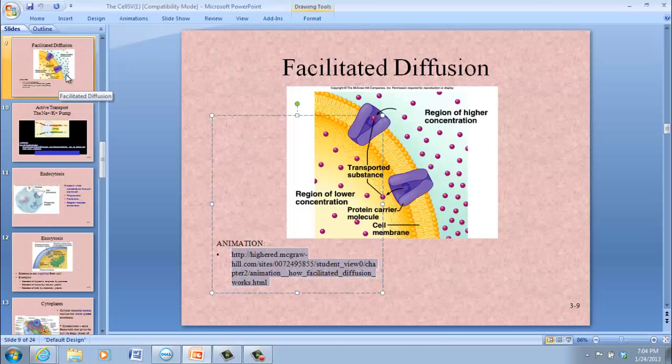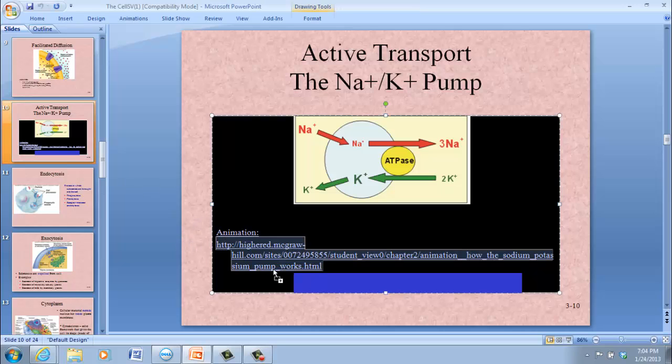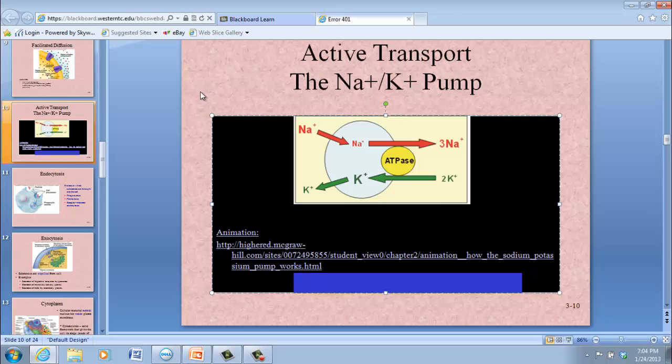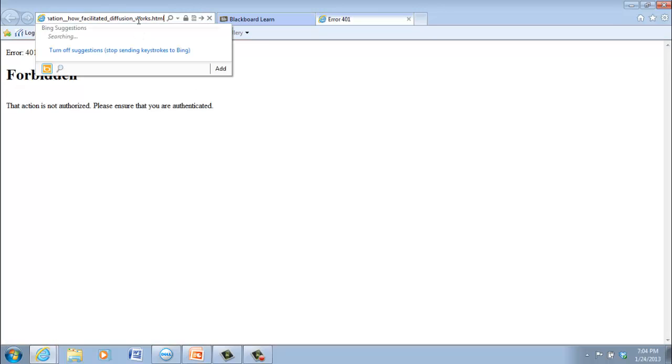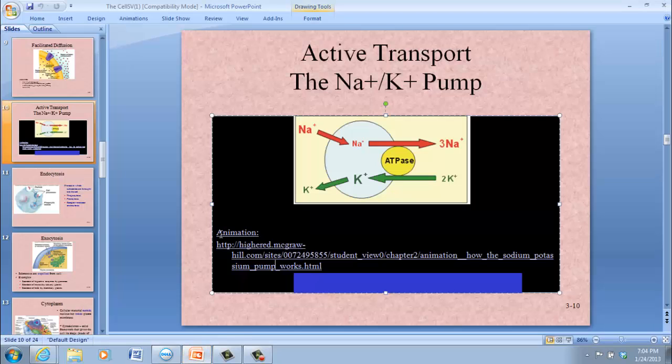So facilitated diffusion does not require energy. It's a movement of substances from high to low. Active transport is a little different. Active transport does require energy, where it's taking substances and moving it against the concentration gradient, which means it's going from lower concentration to higher concentration. So there's a difference. And here is an animation showing that.